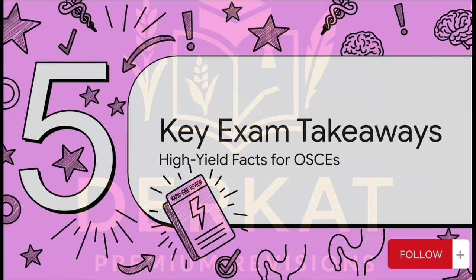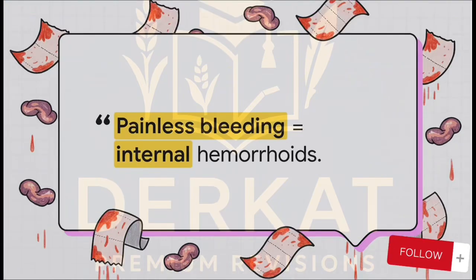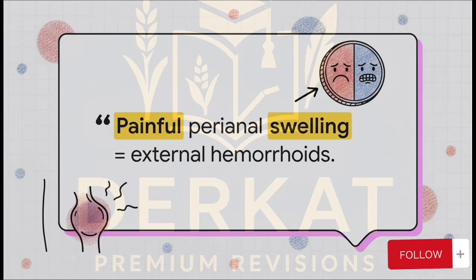They're absolute gold. This is your number one clinical pearl. You see bright red blood on the toilet paper. Patient says it doesn't hurt. Your first thought has to be internal hemorrhoids. And here's the other side of that coin. A patient comes in complaining about a tender, really painful lump right around the anus. Ding, ding, ding. You're thinking of a thrombosed external hemorrhoid.